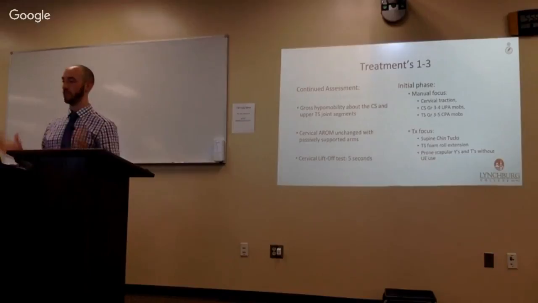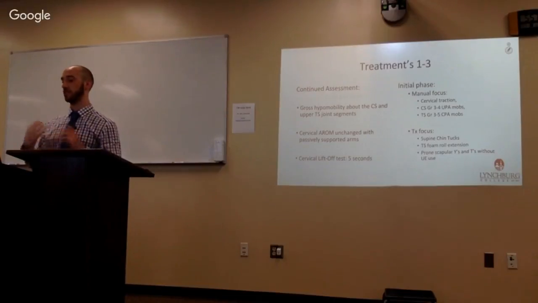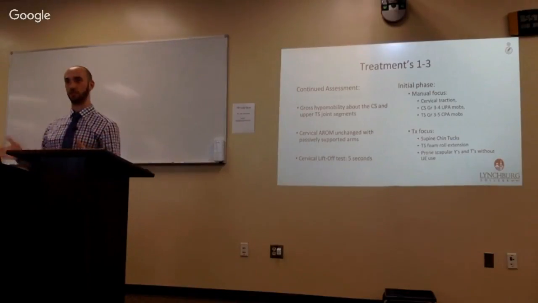What we did was manually initially continue cervical traction to decrease those symptoms. And then we did mid-grade moves at the C-spine, mid to high-grade moves at the T-spine. And then our treatment focus was mostly manual and mobility-based, or neuromuscular rehab and mobility-based rather. So we did supine chin tucks, T-spine foam roll extensions, and we initiated prone scapular Ys and Ts without the use of upper extremities since he deferred that. And that was more of a clinical judgment initially, since we weren't able to technically measure it in the initial evaluation.